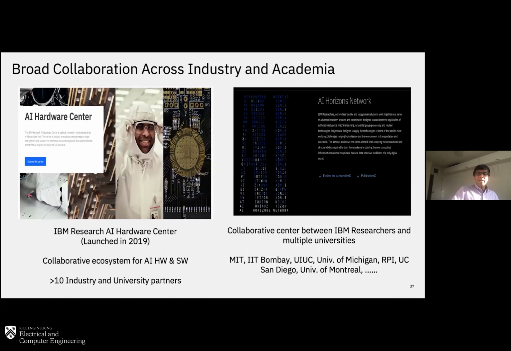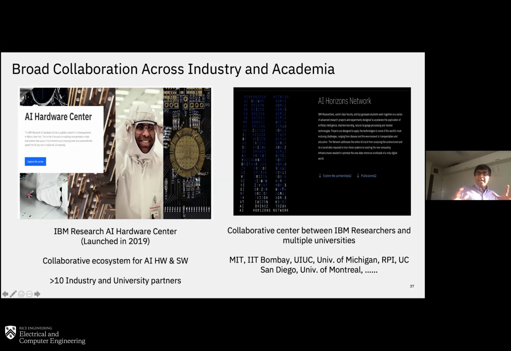One last point I want to make here is that to do all of this stuff is very hard for one company to do. So in 2019, IBM launched the AI Hardware Center. This was launched in early 2019, and think of it as a collaborative, open ecosystem where we bring together companies and, in many cases, universities to build AI hardware and software together. As of now, in less than a year, we have had about 10 industry partners and university partners working together on various aspects of digital hardware, analog hardware, performance, compiler stacks, and so on and so forth.